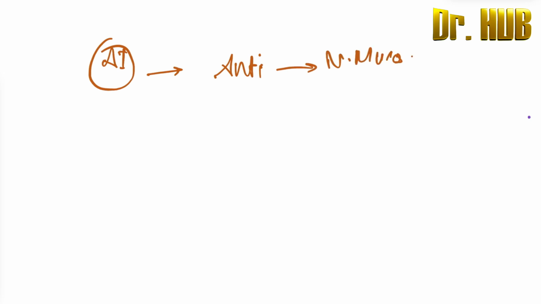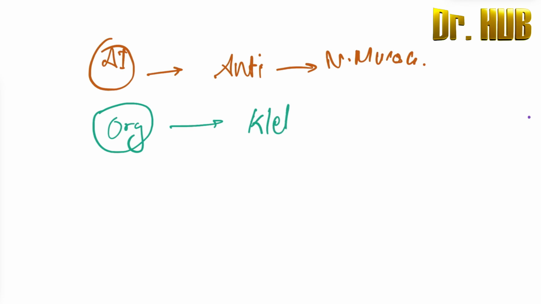Next, it may be autoimmune. So autoimmune is that the antigens of the nasal mucosa. And it can be due to organisms. So organisms such as Klebsiella ozaenae.